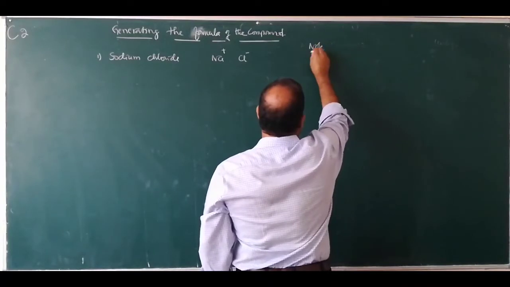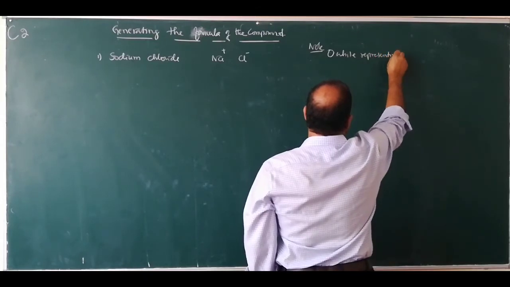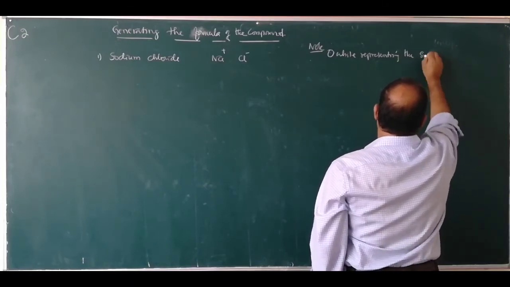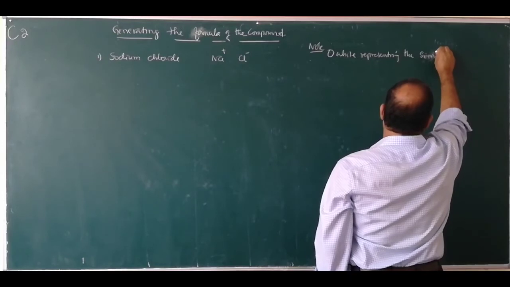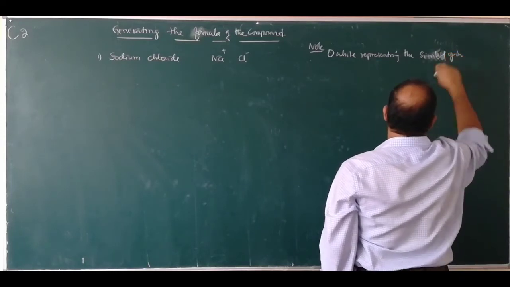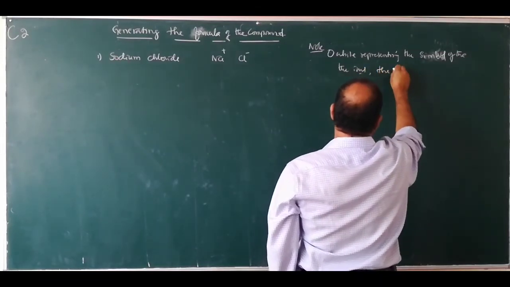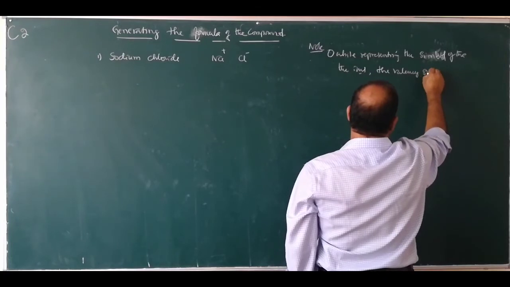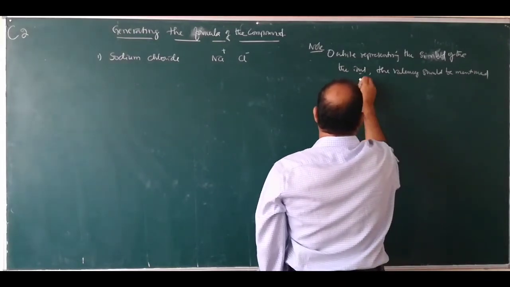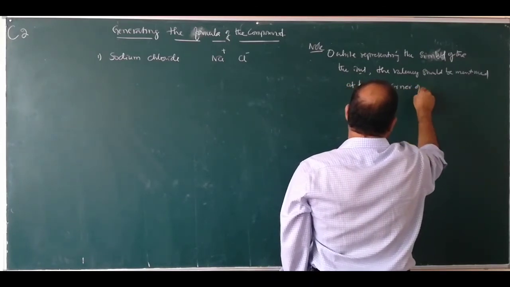Note: while representing the symbol of the ions, the valency should be mentioned at the top corner of the ion.